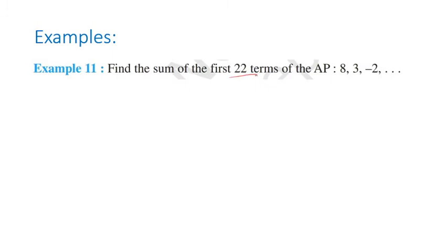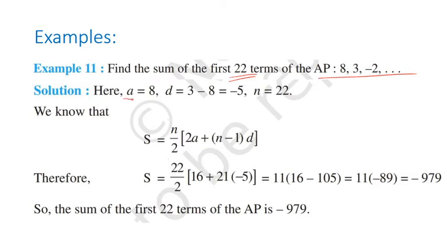Very simple. We have to find out the sum of the first 22 terms of the arithmetic progression 8, 3, minus 2 and so on. The value of a, that is the first term, is 8, the common difference is minus 5, and the number of terms to be added is 22. Simply apply the values in the formula. You will get 22 by 2 into (16 plus 21 into minus 5), that is nothing but minus 979. So the sum of the first 22 terms of this AP is minus 979.